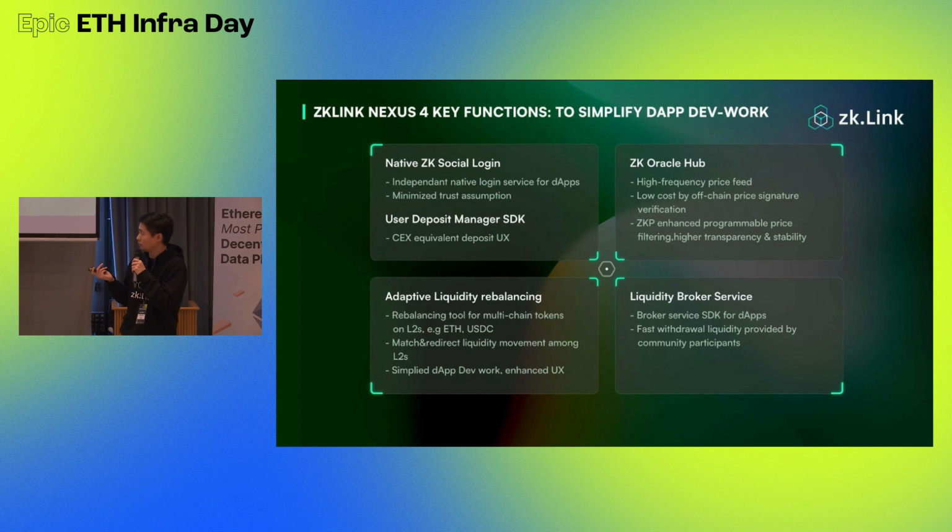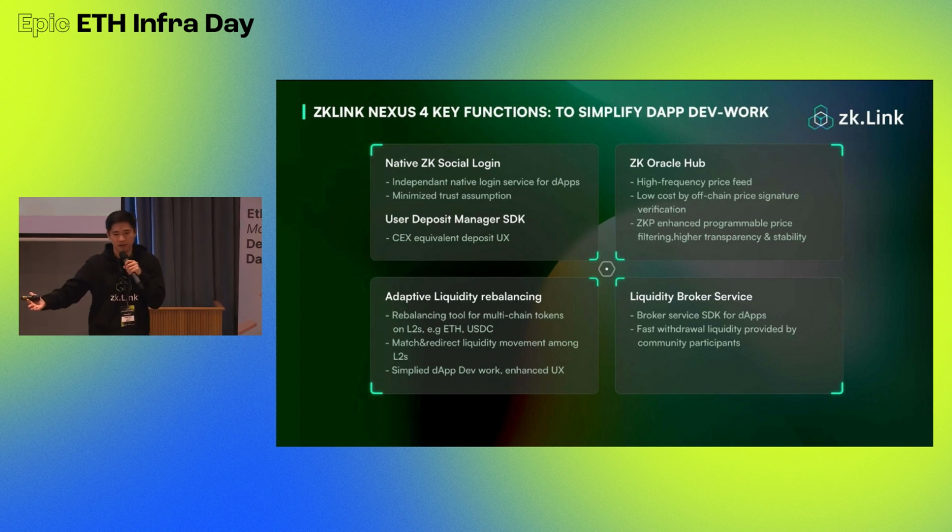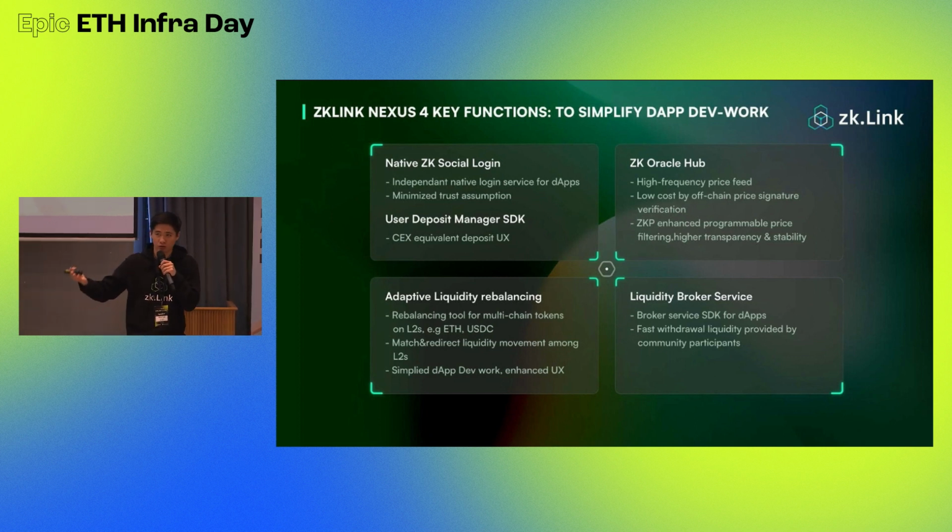And the third key function is adaptive liquidity rebalancing. As you were building across rollup infrastructure, we're already seeing liquidity moving from one direction to the other, especially when there are market campaigns, airdrops, or a new popular application. Then a lot of users will suddenly flow from one layer 2 to another layer 2, one blockchain to another one.